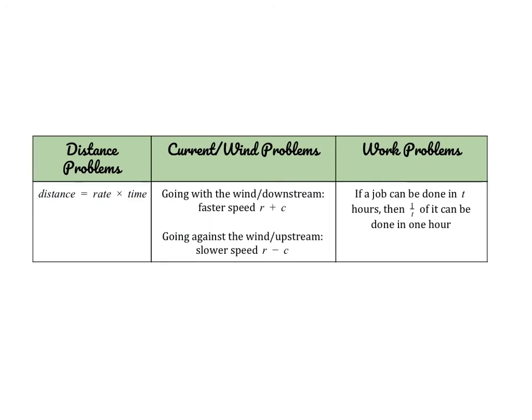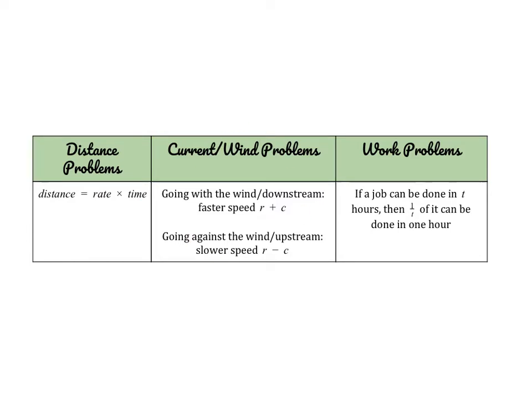All right, so with rational equation problems, there are three really common types of word problems we come across. So one is distance problems, so we'll use that formula distance equals rate times time. So hopefully you're familiar with this formula.